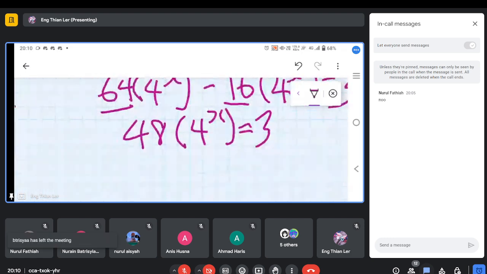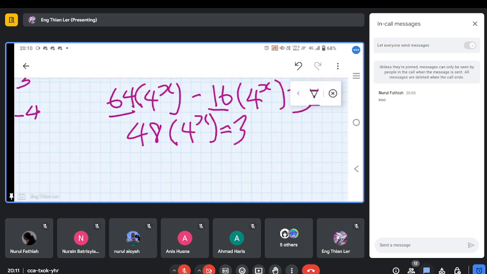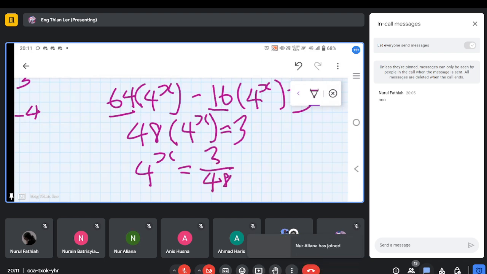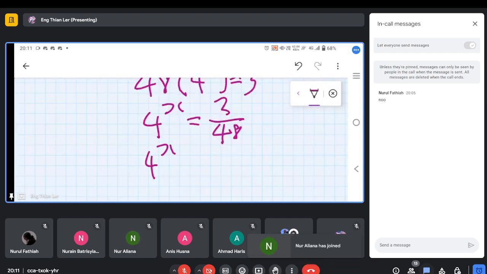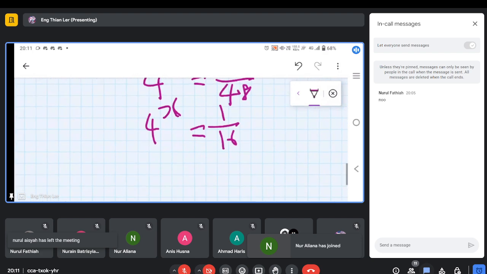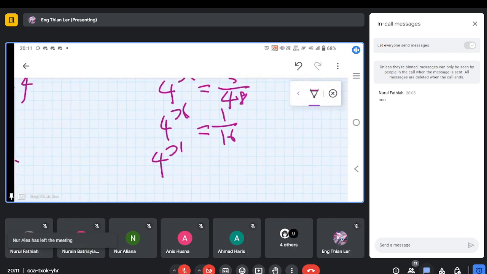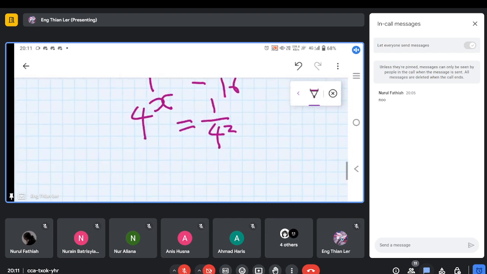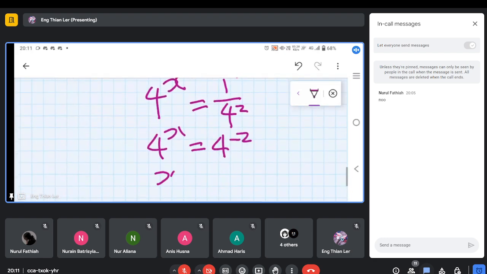And now we're just going to divide both sides by 48. 4 to the power x equal to 3 over 48, and when you simplify, this will become 1 over 16. So we know that 16 is 4 square, right? But it is the reciprocal, so we can make it negative. So 4 to the power x equal to 4 to the power negative 2, and x equal to negative 2. Pretty simple.